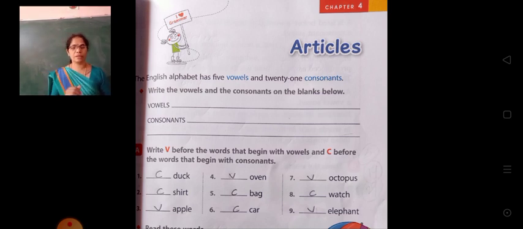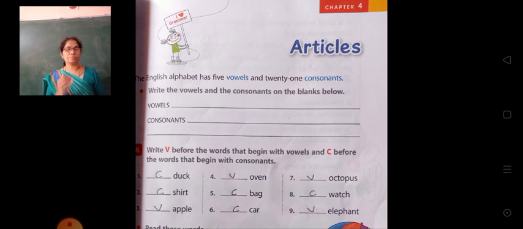And see the second one, shirt. See the spelling, S-H-I-R-T, shirt. And why have we written C? Because the word shirt, S is the first letter of the word shirt, so S is a consonant sound, so we have written C here.